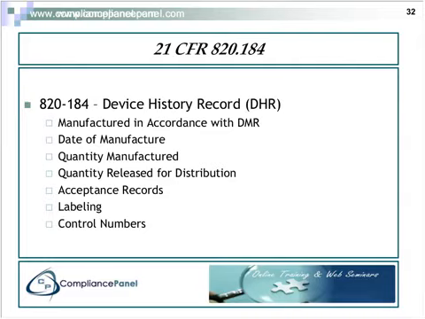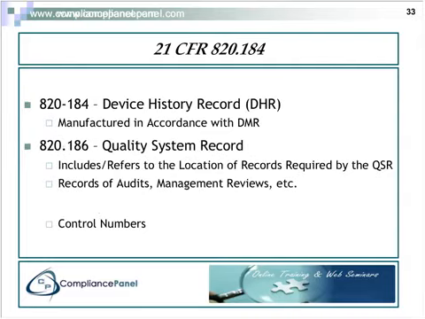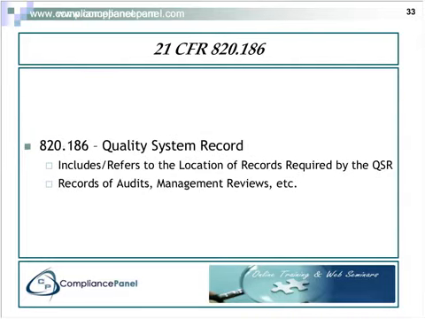Part 820.186 is quality system records, and this section defines the requirements for records which are not a part of the DMR or the DHR, such as audit reports, management reviews, quality trend reports, CAPRs, non-conforming material reports, all these things. And these are basically all of the records for the subparts that aren't specifically defined as requiring a record, such as the DMR and DHR.